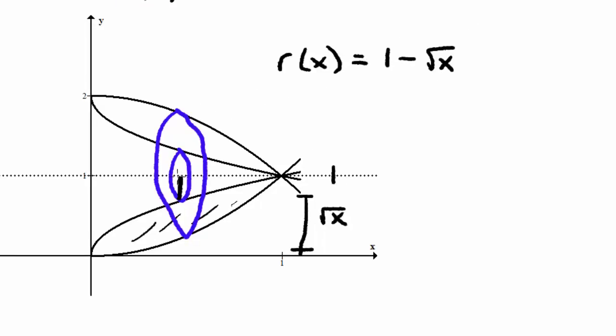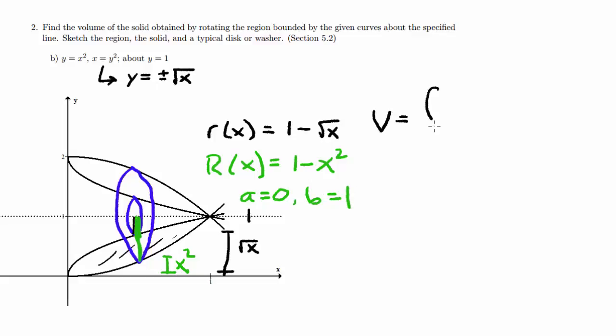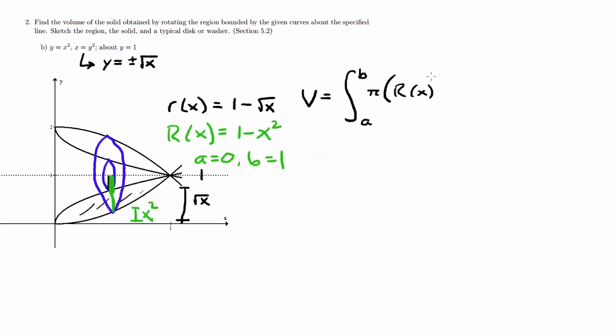For the large radius, I'm going to draw that in a brighter color. It'll be right there. And again, it's going to be 1, but then I have to subtract off this space right there, and that's going to be x squared. So the big radius is going to be 1 minus x squared. Now I need bounds. My left bound, a, is 0, and my right bound, b, is going to be 1. Now the formula for the volume is the integral from a to b of pi times the big radius squared, minus pi times the little radius squared.